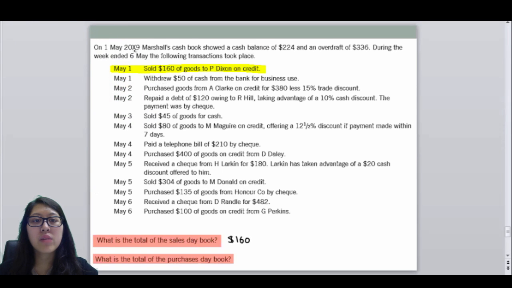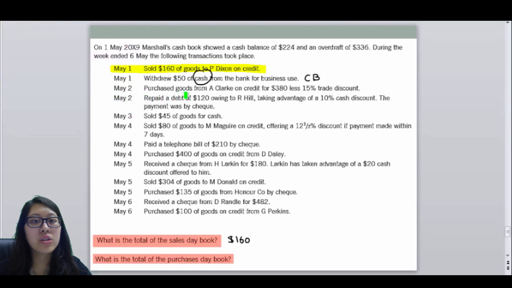On 1st May 2009, Marshall's cash book showed a cash balance of $224 and an overdraft of $336. During the week ended 6 May, the following transactions took place. Okay, so all of these transactions have happened throughout just one week. May 1st, he also withdrew $50 of cash from the bank for business use. As you can see, it says cash. So anything relating to cash, whether it's a check or a cash transaction, goes to the cash book.